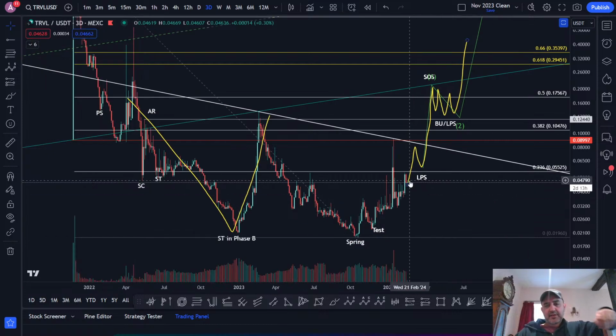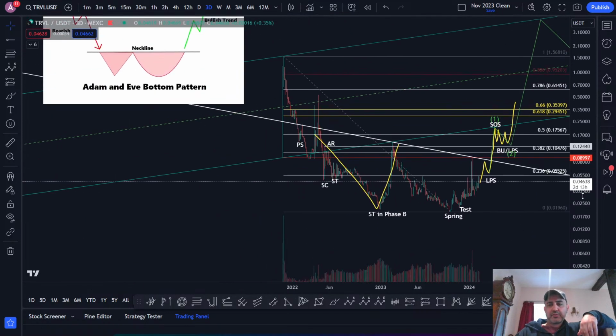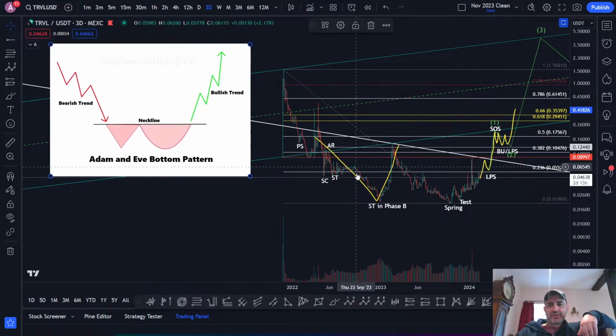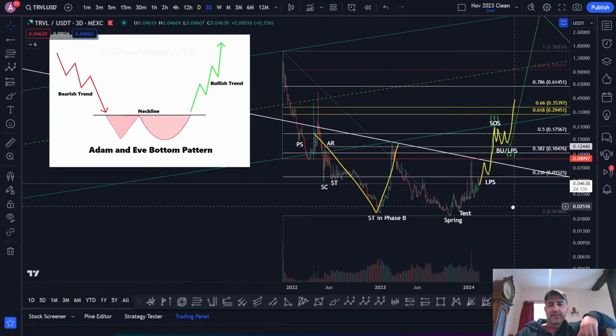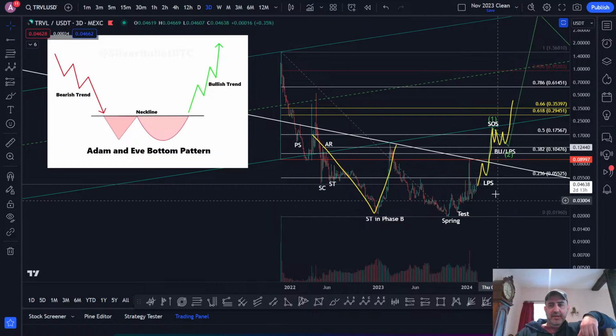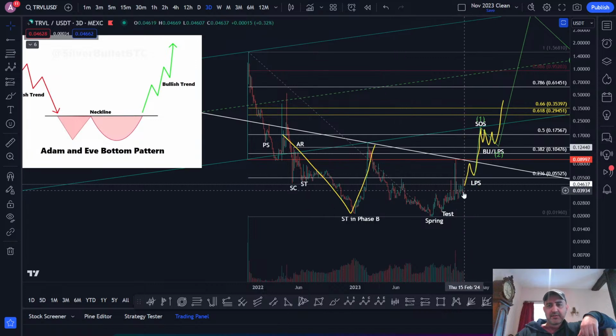So actually, according to this, we might still not be there yet. We might still just be consolidating underneath resistance. But this would fit in very nicely with an Adam and Eve pattern, also with that Wyckoff accumulation idea that I had all the way back in December. In one of my early streams, we were talking about a Wyckoff accumulation. But you see how this is rounding? I mean, everyone can see that, right?